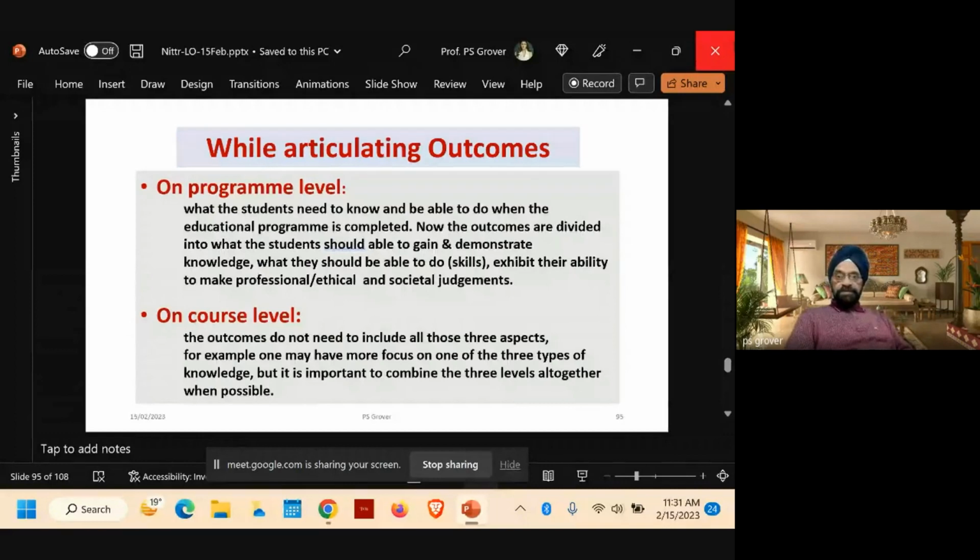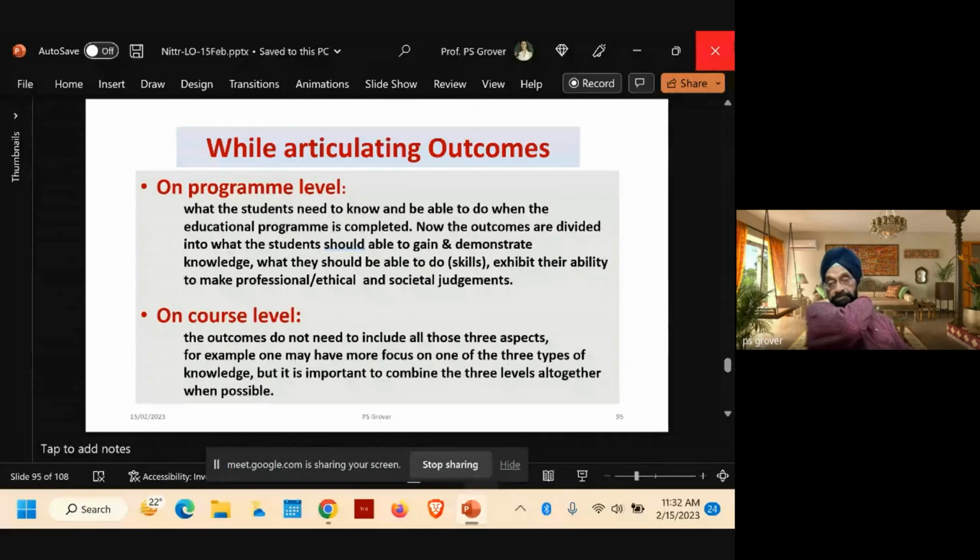So, while articulating outcomes at the program level, consider what the student needs to know and be able to do when the education program is completed. Decide how the outcomes are divided into what students should be able to gain and demonstrate as knowledge, and what they should be able to do, exhibit, and so on. So when articulating the POs, the outcomes at the program level, keep these things in mind. See, when articulating learning outcomes at the course level, the outcomes do not need to include all these three aspects.